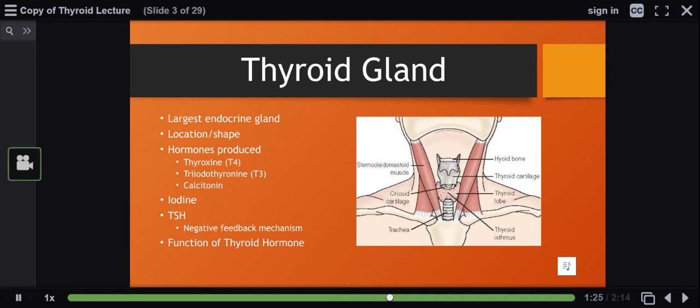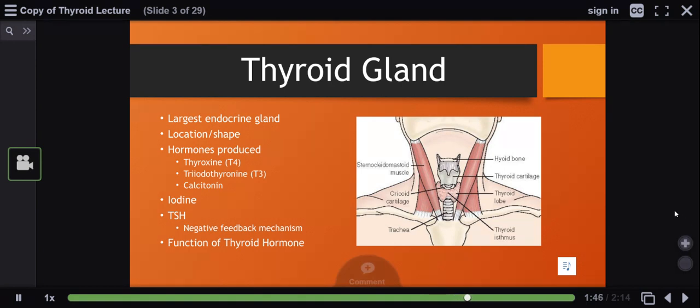The thyroid gland relies heavily on iodine, as this is needed for the synthesis of hormones T3 and T4. Iodine is absorbed into the bloodstream through an individual's diet from the GI tract.